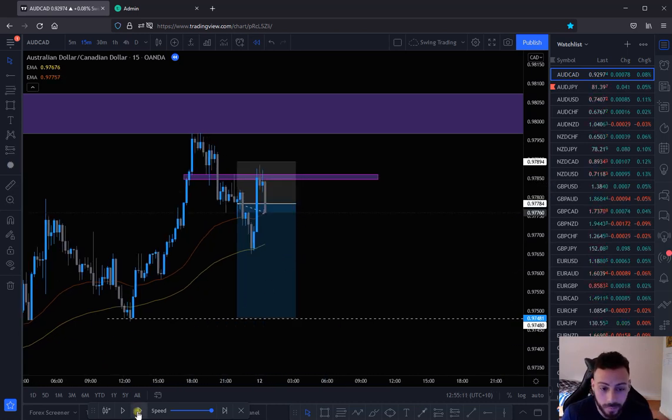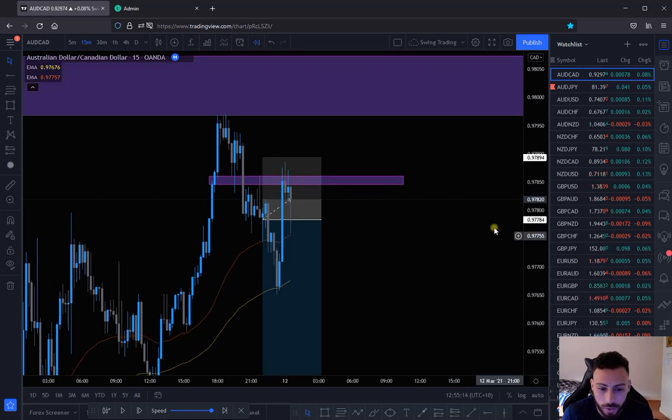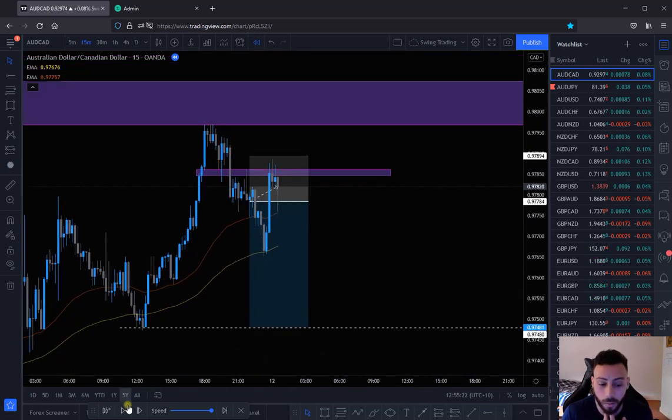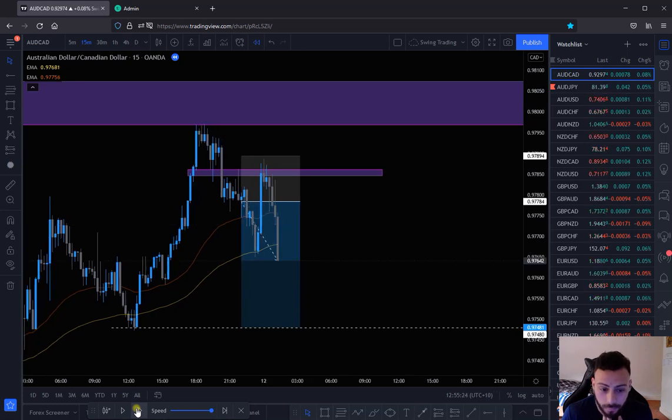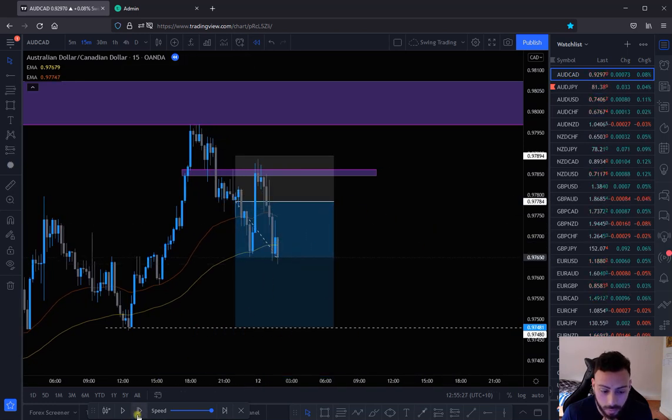So I continue down. As you can see, price got really, really close to my stop loss, but because I gave myself room to breathe, I wasn't right above the structure, I was safe in that position. So price continues down. Let's extend this a bit longer.